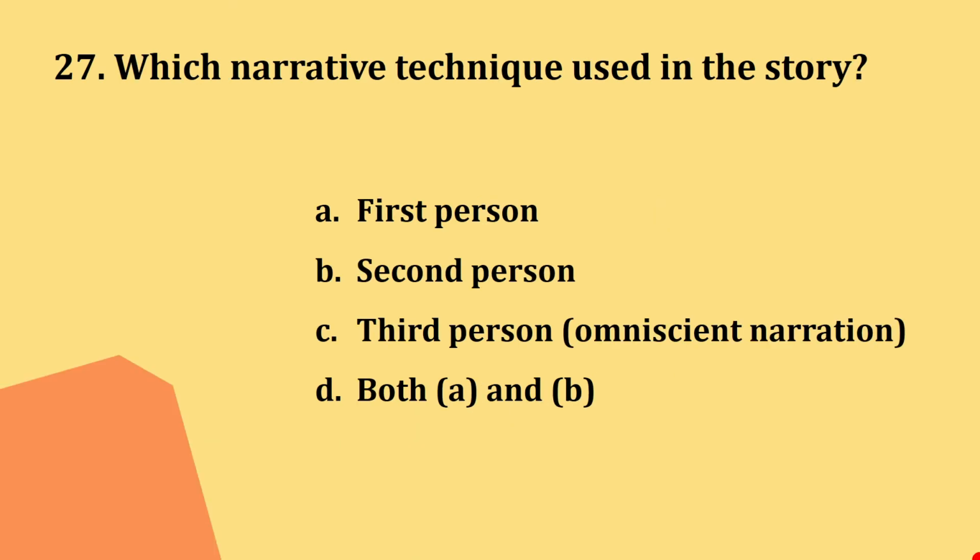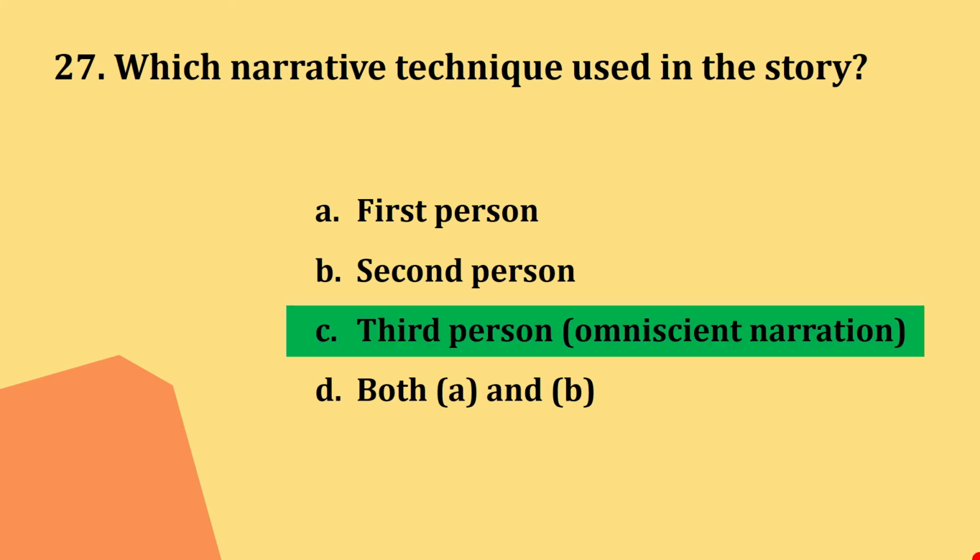27. Which narrative technique is used in the story? A. First person. B. Second person. C. Third person or omniscient narration. D. Both A and B. And the correct option is C. Third person, means it is omniscient narration, and this story is told by someone else outside of the story.